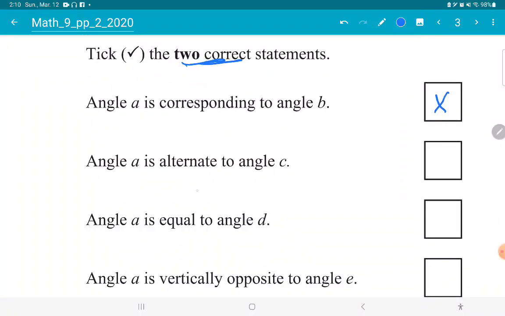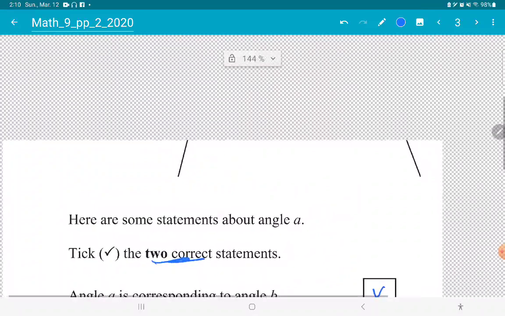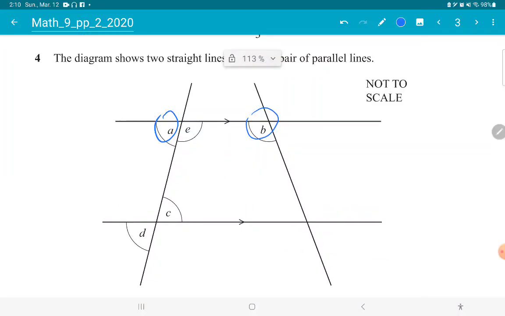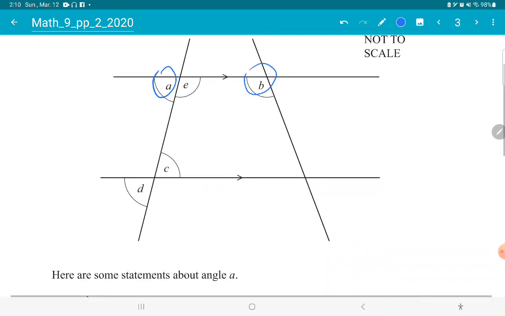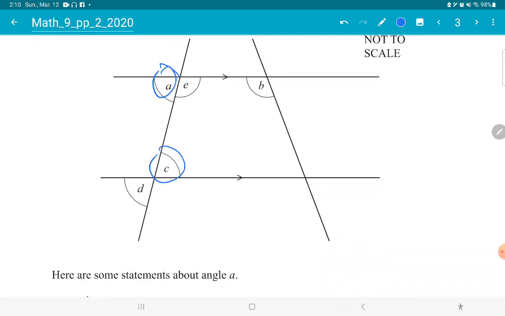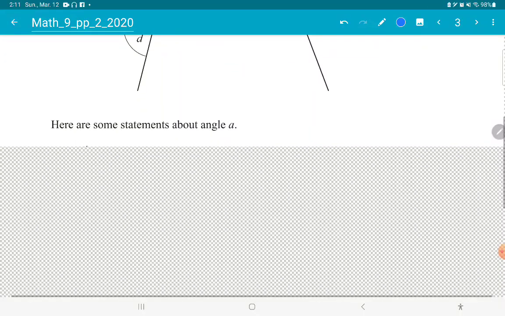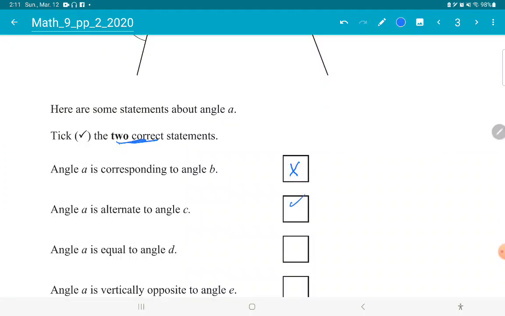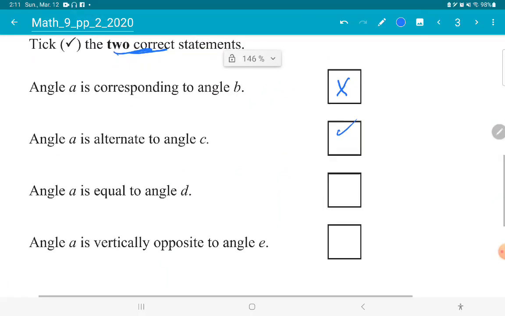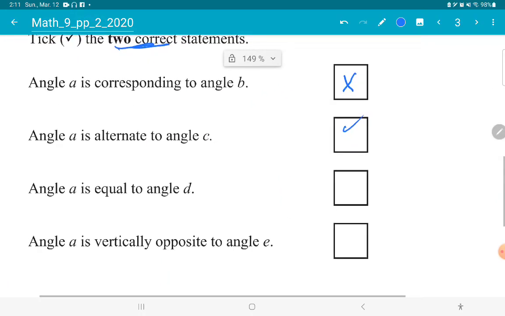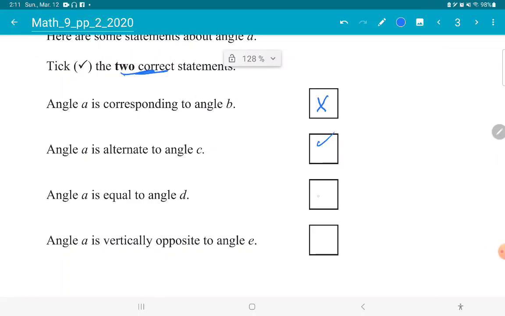Second one, angle D is alternate to angle C. A and C, yes. Yeah, this and this. They all alternate to each other. This one is right. Angle A is equal to angle D. Yeah, that's right. They are equal.